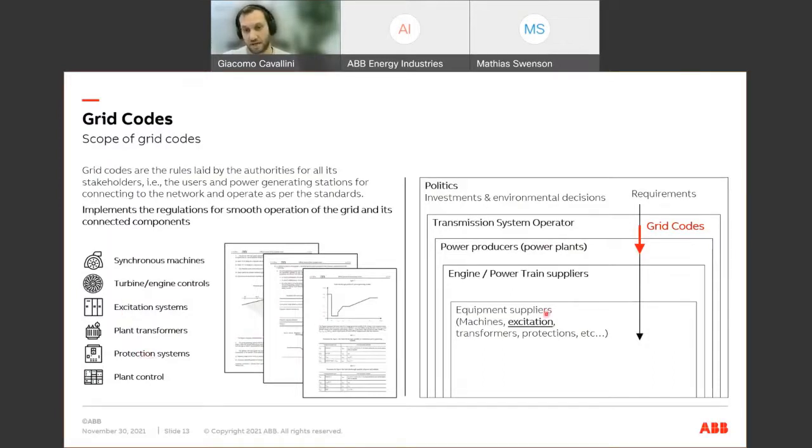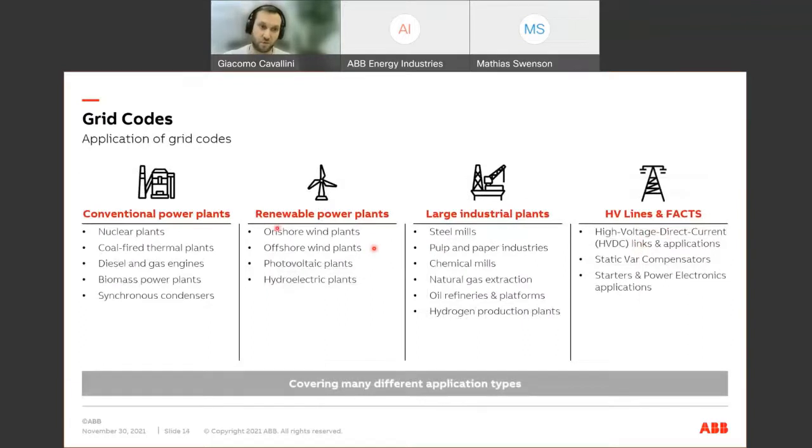So all the equipment of the power plant that is connected to the network is influenced by the grid code regulations. This applies, of course, to conventional power plants, like nuclear, diesel, biomass, or even synchronous condensers, and to renewable power plants, like offshore wind, onshore wind, and photovoltaic. But it also goes to large industrial plants, for example, that can generate disturbances in the grid, like flickering, and as well to high voltage lines and FACTS, like, for example, HVDC links, which are also influenced by the grid code requirements.